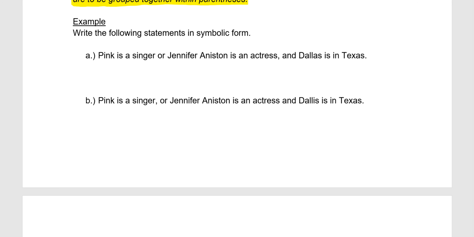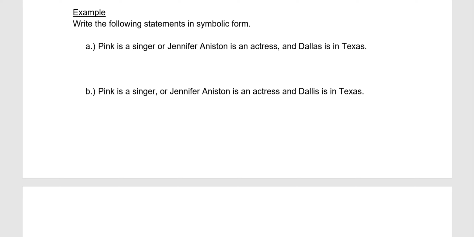Okay, so let's see an example here. Write the following statements in symbolic form. The first one is: Pink is a singer, or Jennifer Aniston is an actress, and Dallas is in Texas. So we have three statements here. Instead of squeezing and rewriting all these statements, I'm just going to write what they're going to represent above. Let's let Pink is a singer be statement P. Jennifer Aniston is an actress, we're going to let that be statement Q. And Dallas is in Texas, that's going to be statement R.